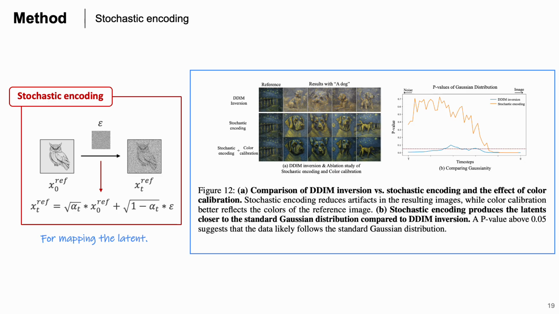On the right, you can see a comparison with DDIM inversion. Stochastic encoding reduces artifacts and aligns better with the reference style. Combined with color calibration, it further enhances the result, as shown in the bottom row. Graph B shows that stochastic encoding better matches the standard Gaussian distribution, enabling more accurate and reliable results in tasks that use reference images as visual style prompts. In short, stochastic encoding is a simple but effective way to prepare the reference image for high-quality style transfer.